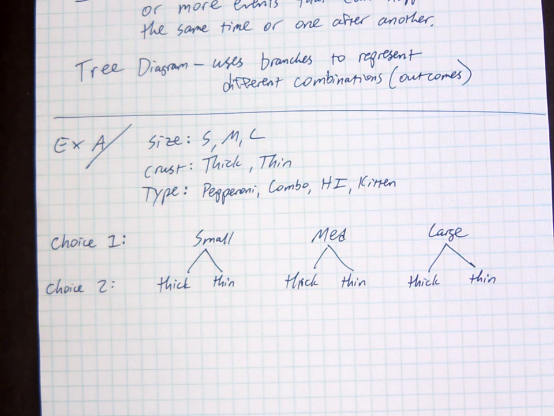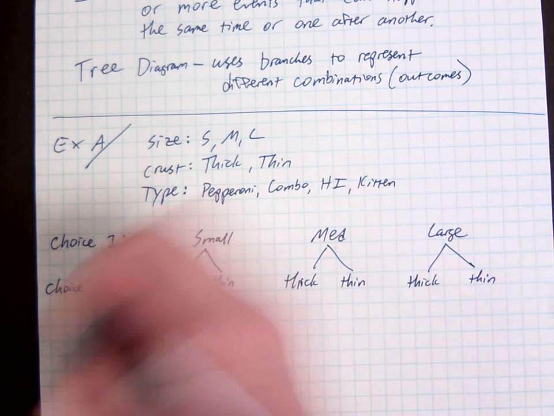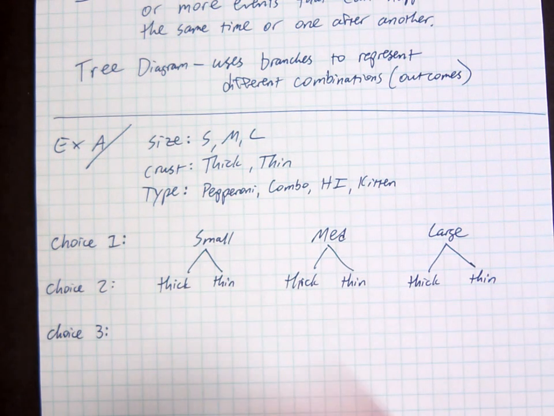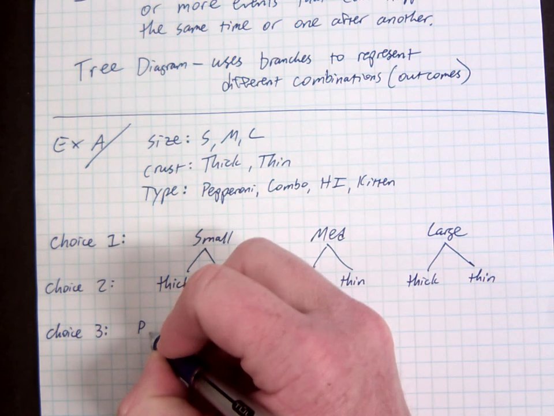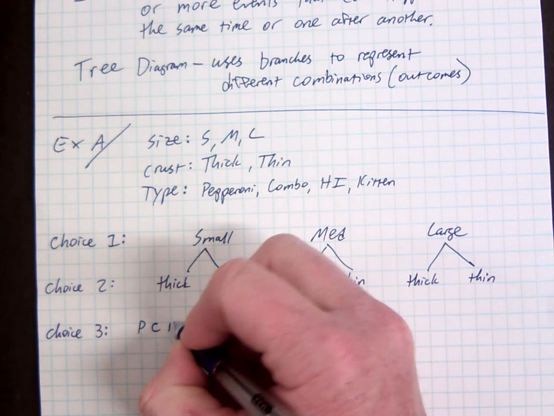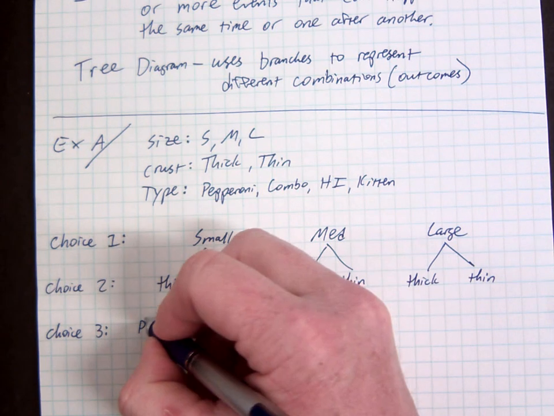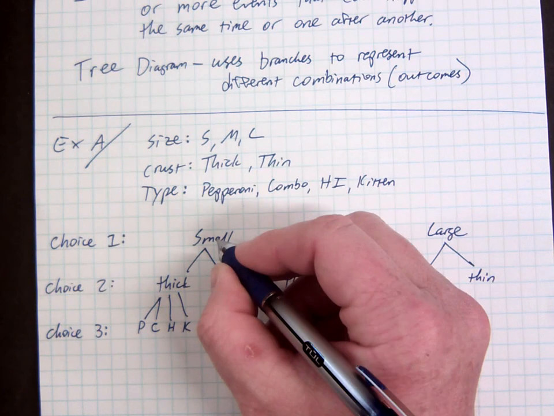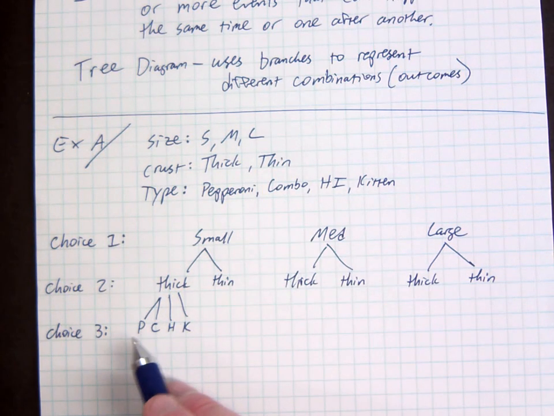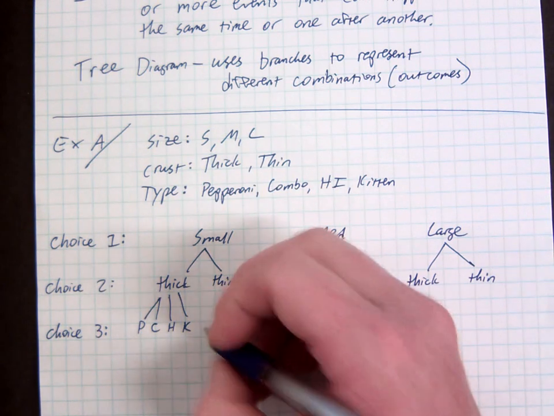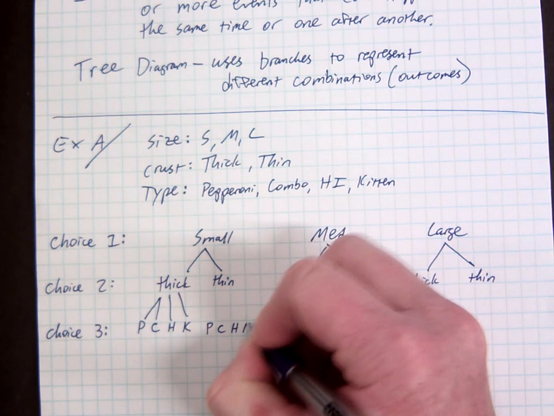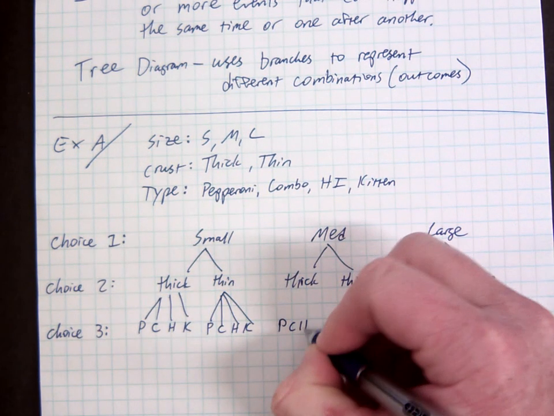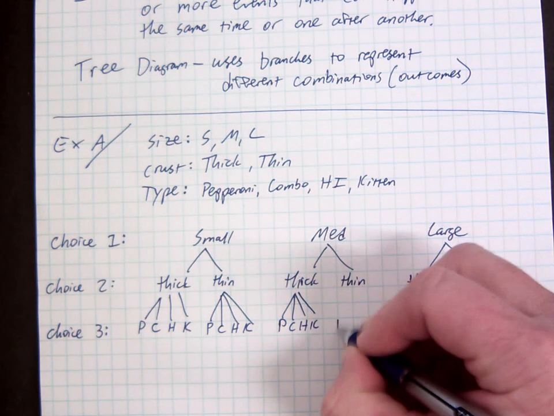Okay? Then I have a third choice to make. What type of pizza do I want? So I'm not going to write the whole words out. I'll write a P for pepperoni, a C for combo, an H for Hawaiian, and a K for kittens. Okay, so I'm going to just draw lines down here. And then, of course, I could have gotten a small, thick crust pizza with pepperoni, combo, Hawaiian, or kittens. So I'm just going to go ahead and put all those options in here. P, C, H, K. You guys do the same on your diagrams, please.